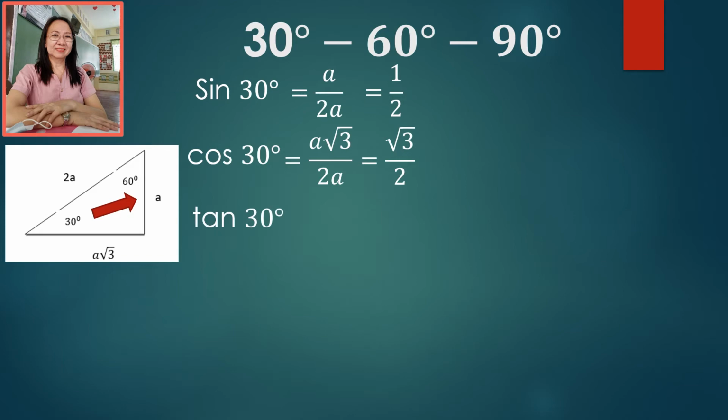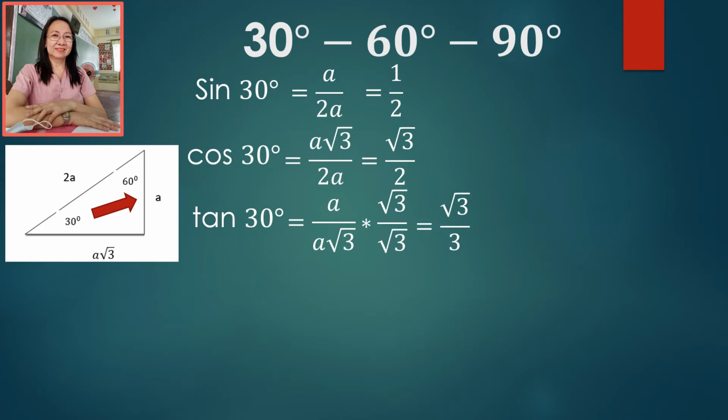For tangent 30 degrees, which is opposite over adjacent, we have A over A square root of 3. So at this point, we need to rationalize by multiplying by square root of 3 over square root of 3. So we can cancel A over A, which is equivalent to 1. So we will arrive at square root of 3 over 3.